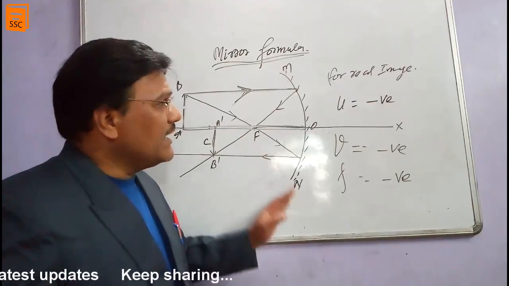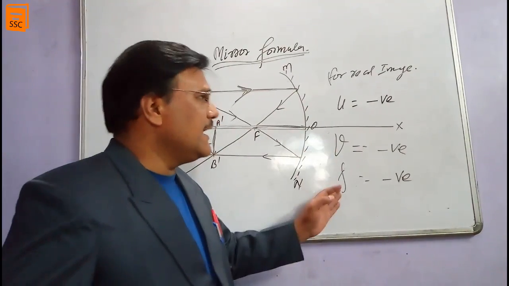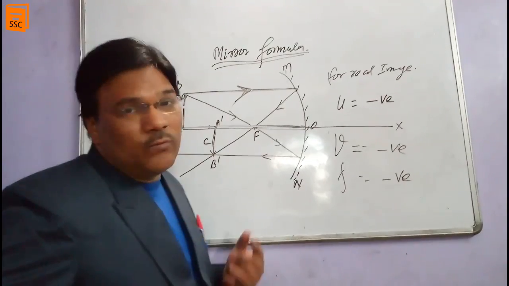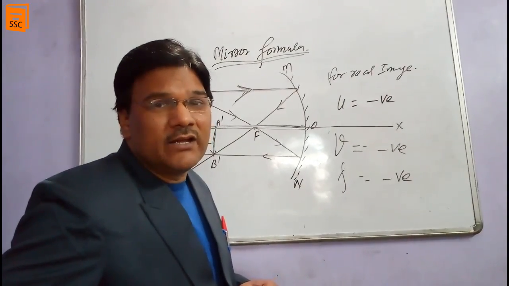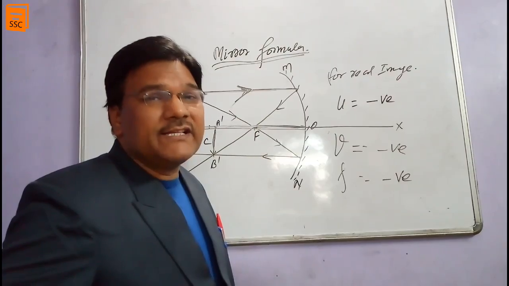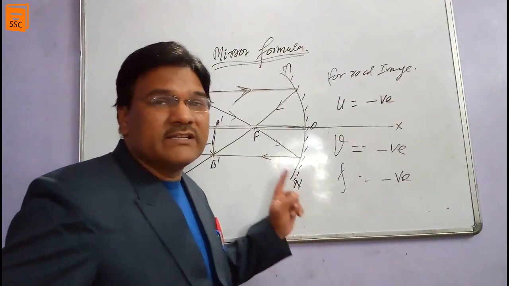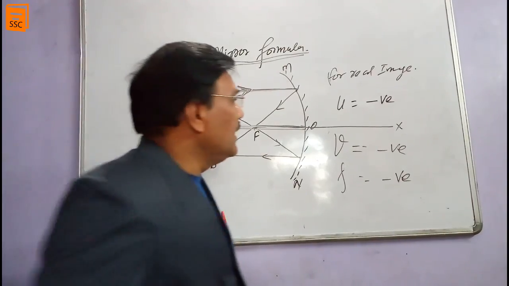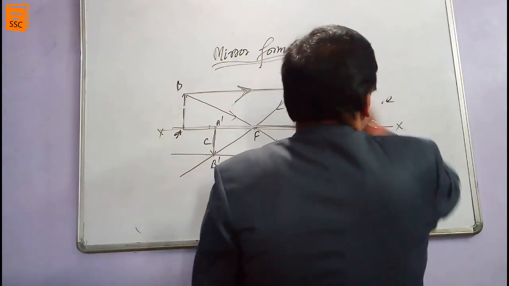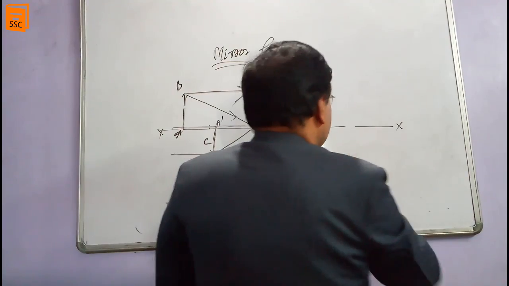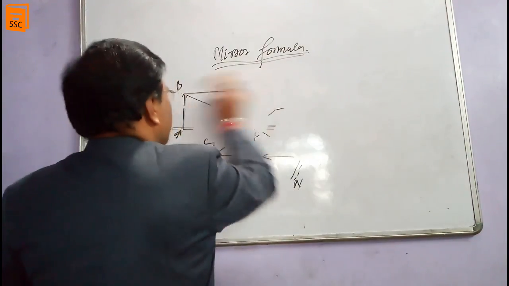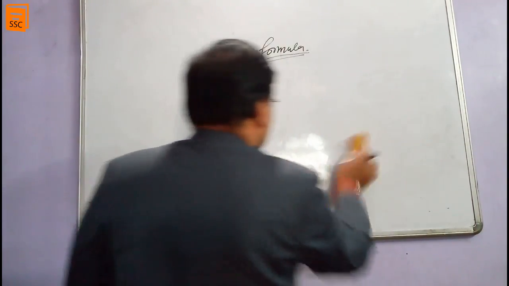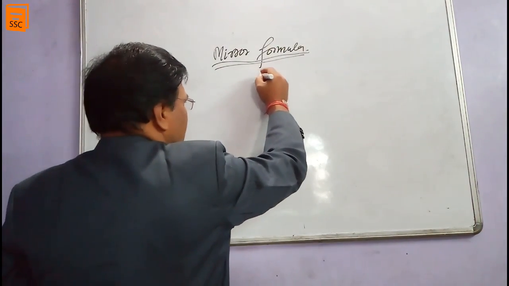What does it mean? For a real image, U, V and F in a concave mirror are all negative, because only in a concave mirror is the image real. So in the case of a mirror, if the image formed is real, U, V and F are all negative. Now in the case of a virtual image, when the image formed is virtual, in a concave mirror or in a convex mirror or a plane mirror, or in all of these.